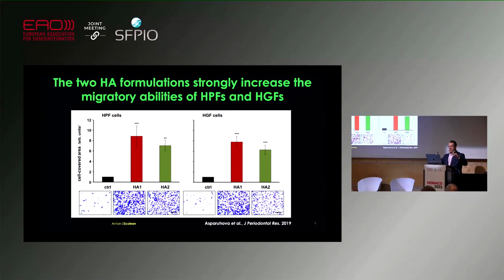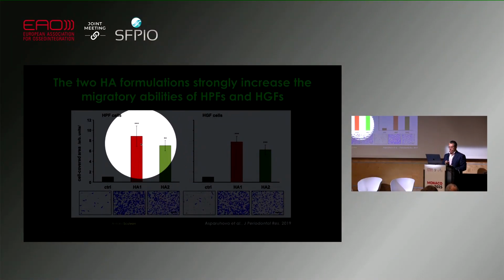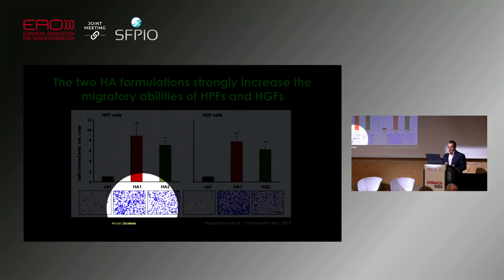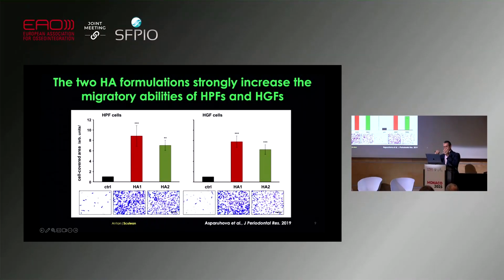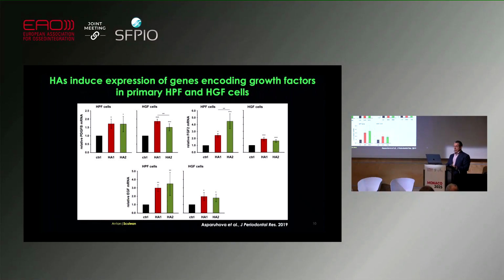And when we look now at the migration of these cells over a plate that is coated with hyaluronic acid, you see the same features. Please look at these two bars, the red and the green one, and look at these cell nuclei. You can see that a plate that is coated with hyaluronic acid attracts significantly more cells, and these cells proliferate over these surfaces. And then what are these cells doing?